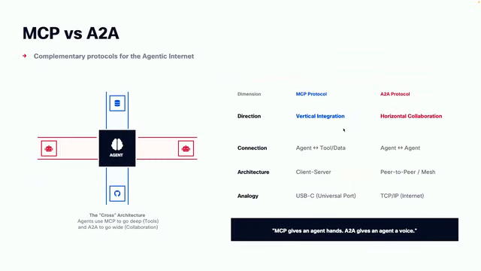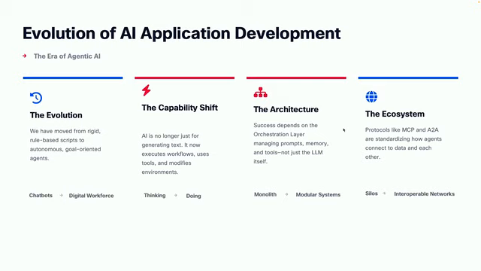MCP versus A2A. I said MCP, I said A2A. So what is it? MCP is client-server, north-south traffic. It's an agent invoking tools. That is MCP. It's basically north-south, client-server. A2A is more peer-to-peer, and it's kind of east-west is how I would think about it.